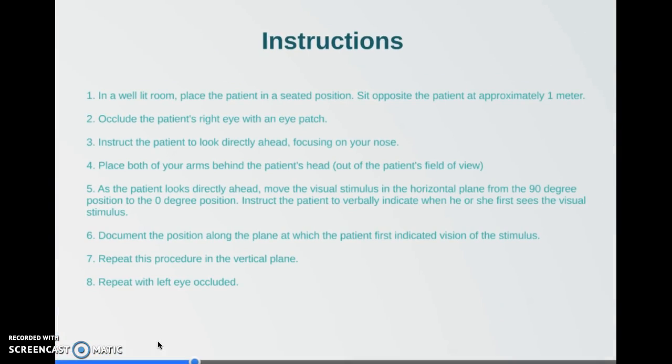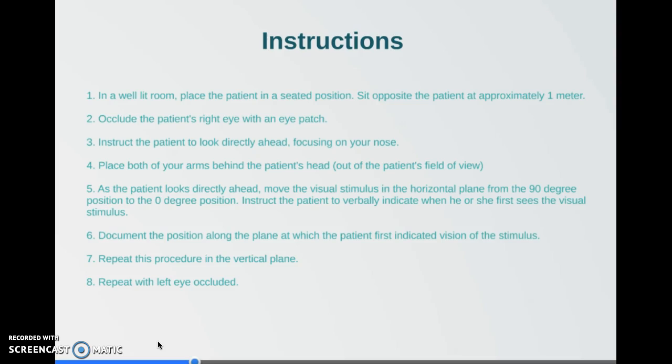Here are the instructions that involve the visual field test. You would want to be in a well-lit room, and you're going to place the patient in a seated position. Sit opposite the patient at approximately 1 meter. Cover the patient's right eye with an eye patch, or simply use their hand to cover their eye. Instruct the patient to look directly ahead, focusing on your nose. Place both of your arms behind the patient's head, out of the patient's field of view.